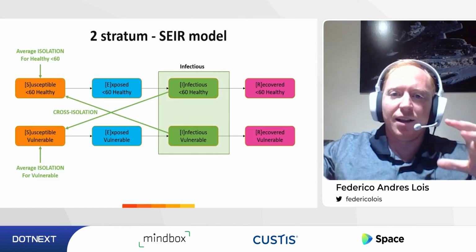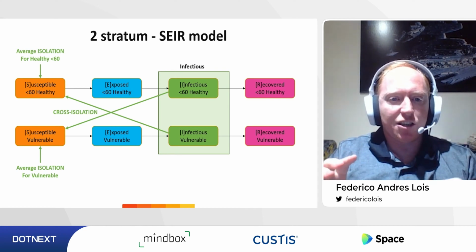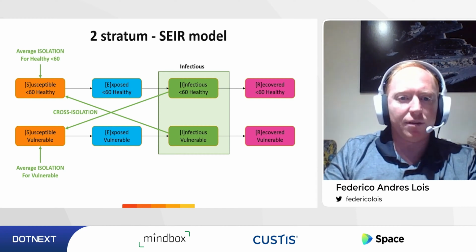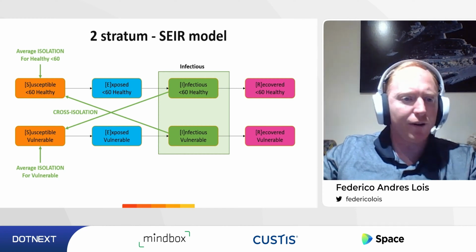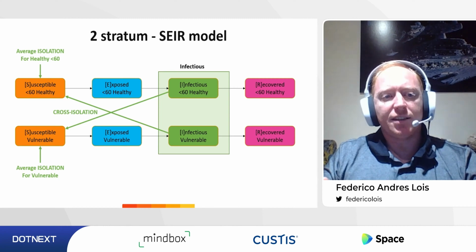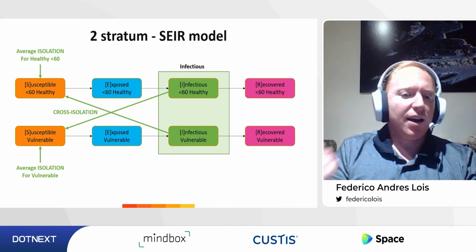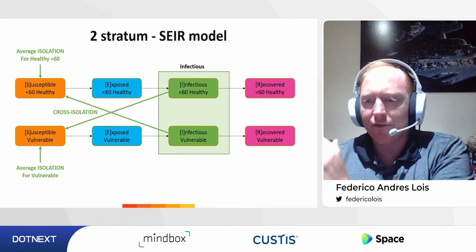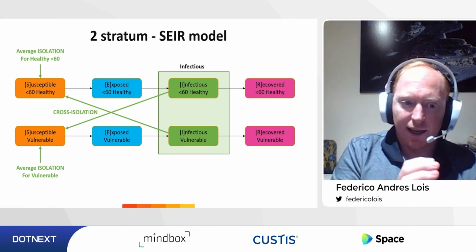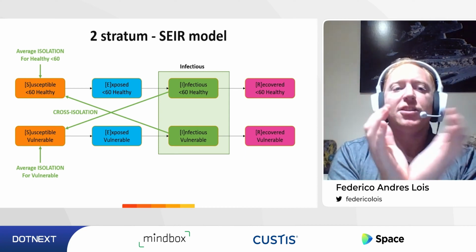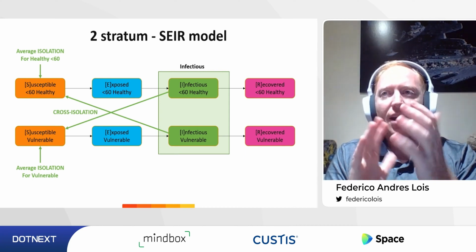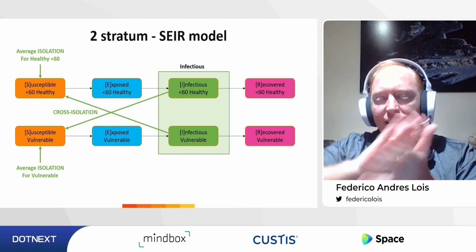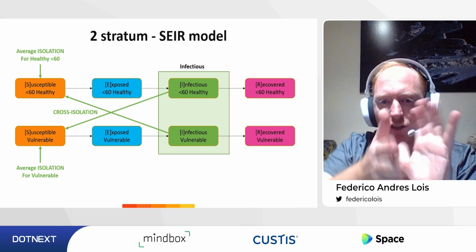The two-stratum model is a little bit more complex because essentially what you have is two of those: you have your susceptible, exposed, infectious, and recovered for the healthy under 60, and you have your susceptible, exposed, infectious, and recovered on the vulnerable side. But then you have cross-isolation between the two. That is, in a sense, the rank 2 matrix that models the contact between the two groups.